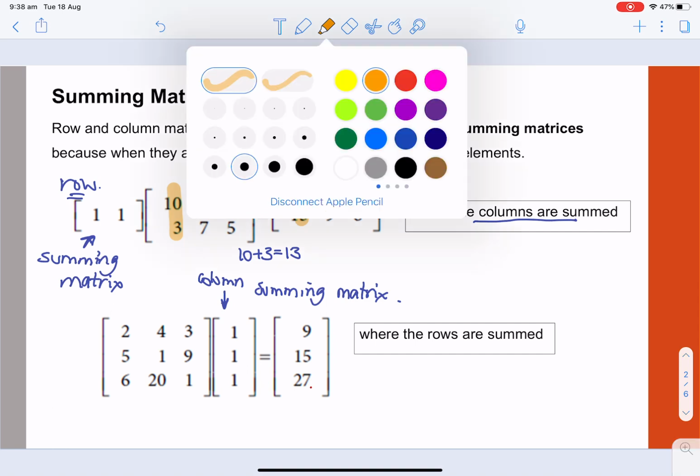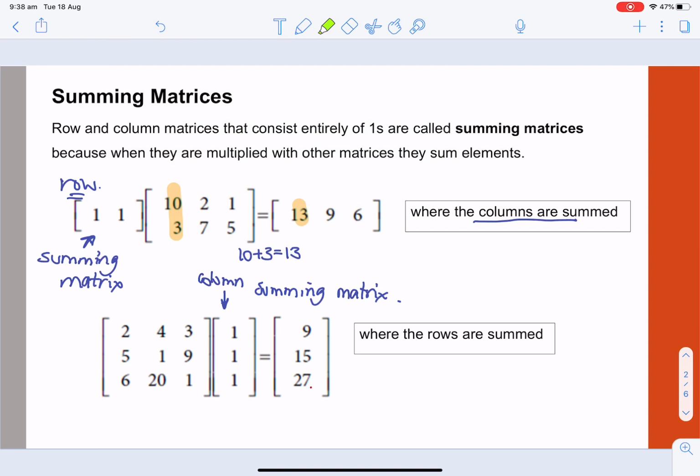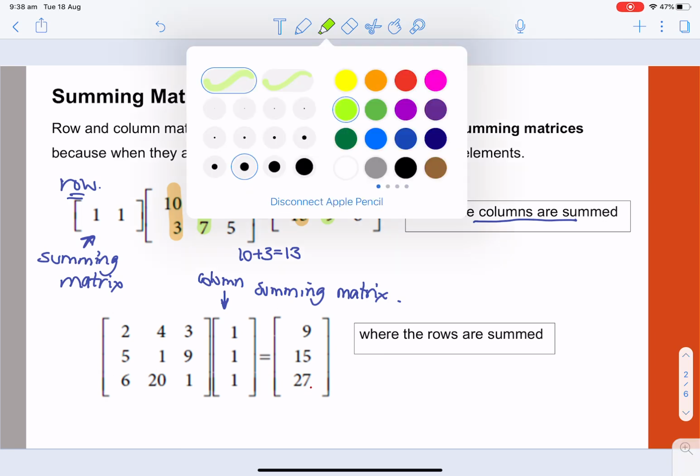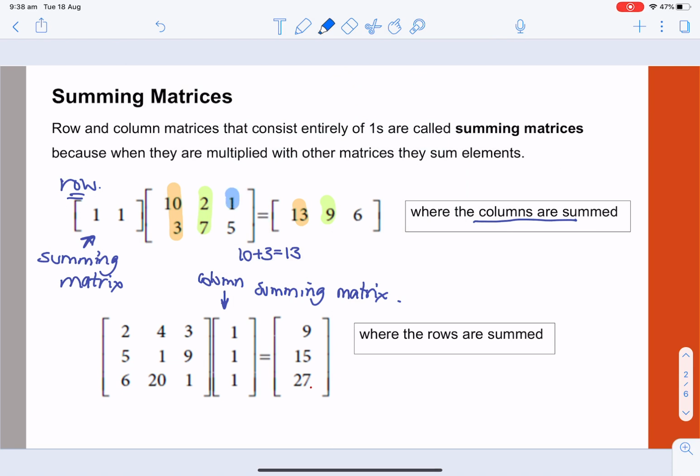So let's have another look at the second column. 2 plus 7 I know is 9, and I've got 9 as my second element because it's corresponding with the second column. And then the third one, blue: 1 plus 5 is 6. So if you follow the highlighter, the orange, 10 plus 3 is 13, 2 plus 7 in the green is 9, and 1 plus 5 in the blue is 6. And all I've done is, as per the little box on the side, sum the columns.